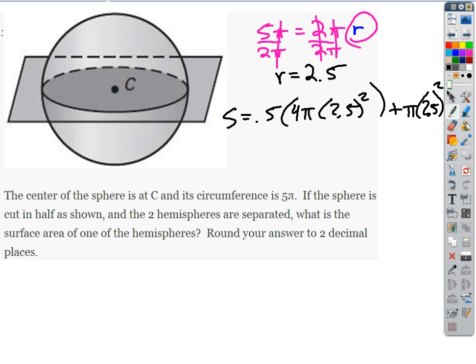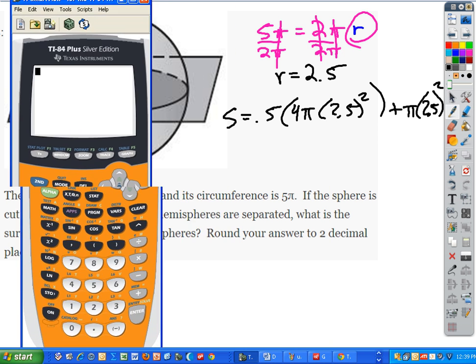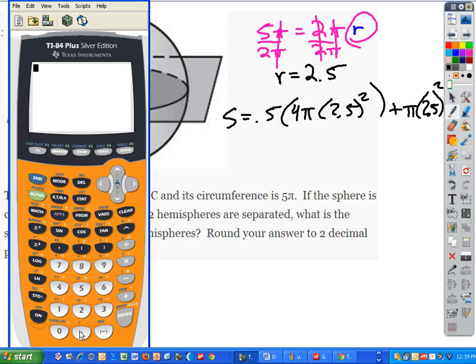Okay, so all I've got to do is just do that in my calculator. So 0.5 times 4 times pi times 2.5 squared plus pi times 2.5 squared. And there it is, 58.90. Okay? We good with that? Okay, so far so good.